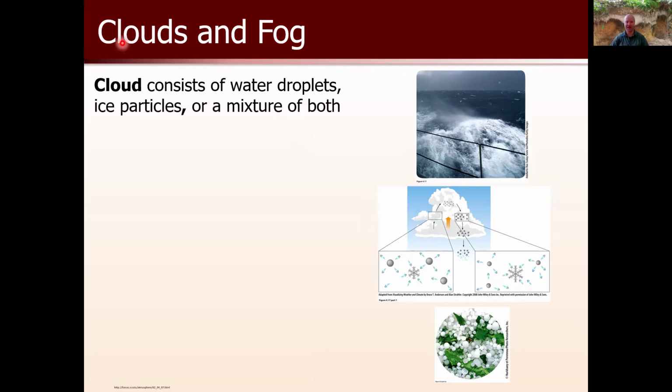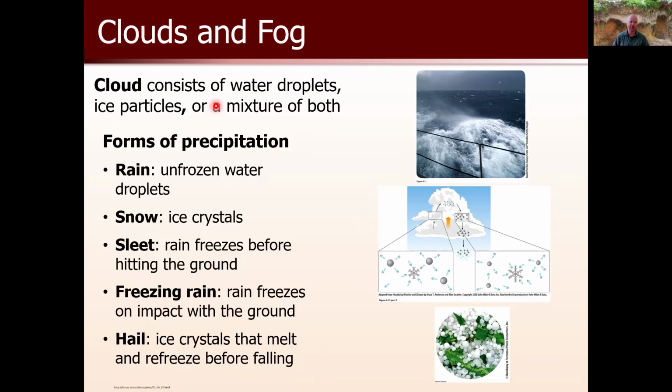Moisture for clouds and fog. Moisture exists in many forms within our atmosphere, and so it exists as actual water droplets as well as water vapor within clouds, including ice particles or a mixture of all of these things. And then it forms precipitation that includes rain, which is unfrozen water, snow, which is ice crystals, sleet, which is rain that fell as rain and then froze, so it kind of pelts you a little bit before it hits the ground. And then you have freezing rain, which is liquid water all the way until it hits the ground and then it freezes, which is really challenging for driving.